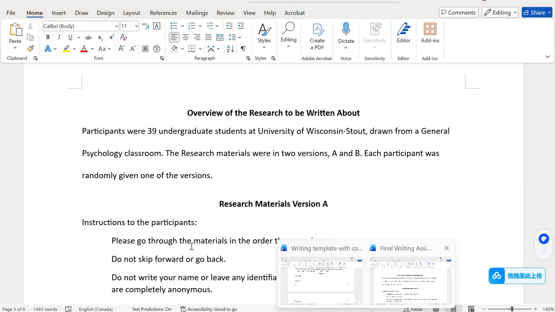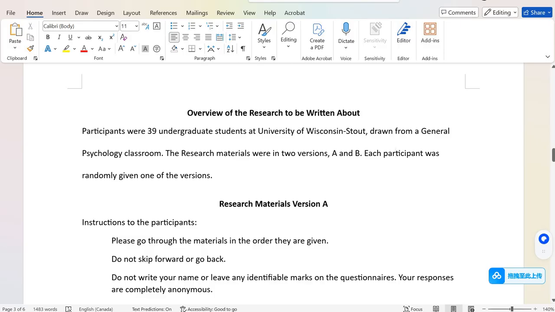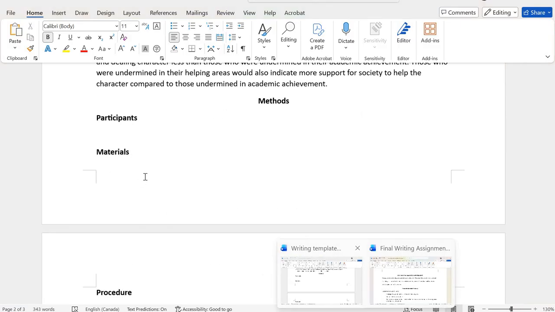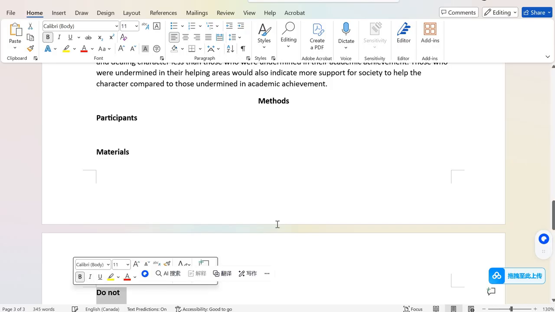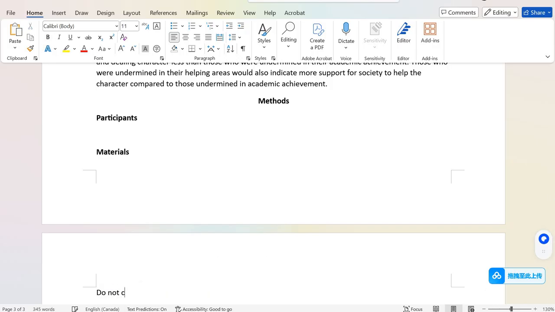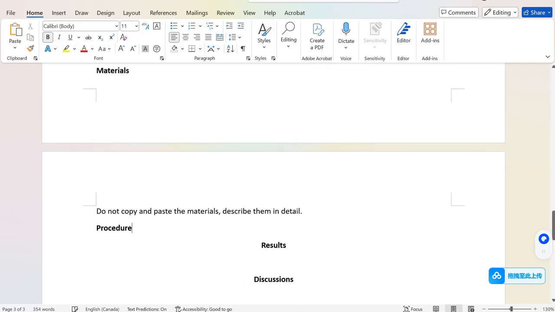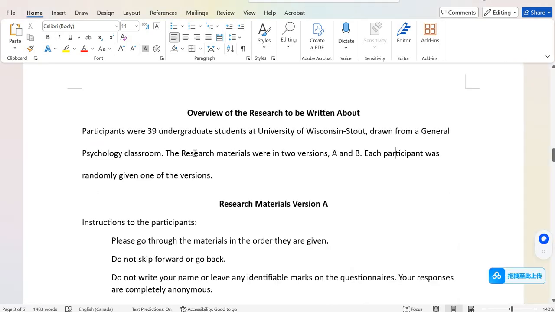The materials, version A, version B. You do not copy. Do not copy and paste the materials. Describe them. Describe them in detail. The procedure should be easy. Participants, the procedure will be how the students completed the questionnaire.